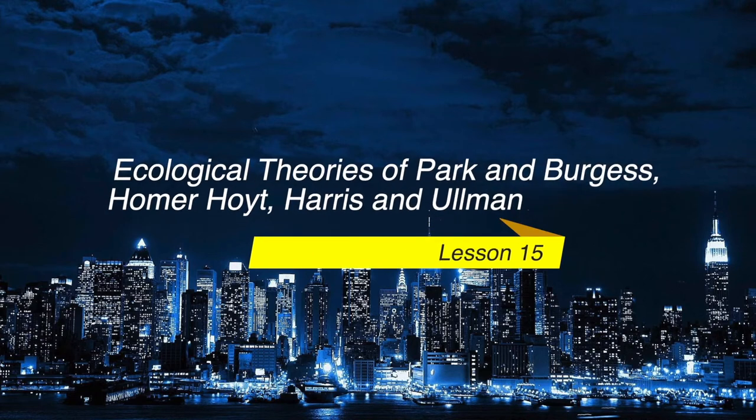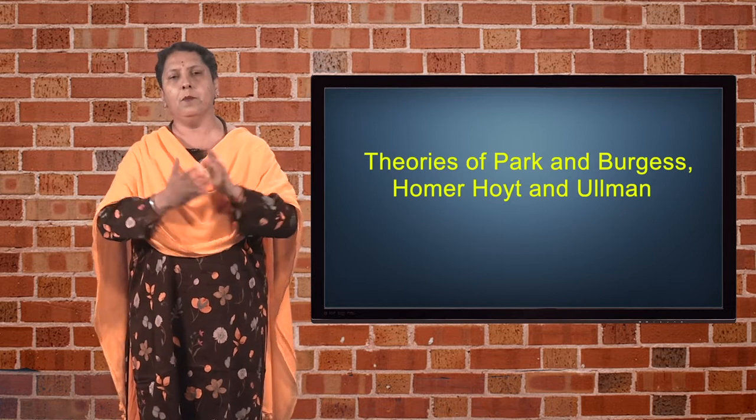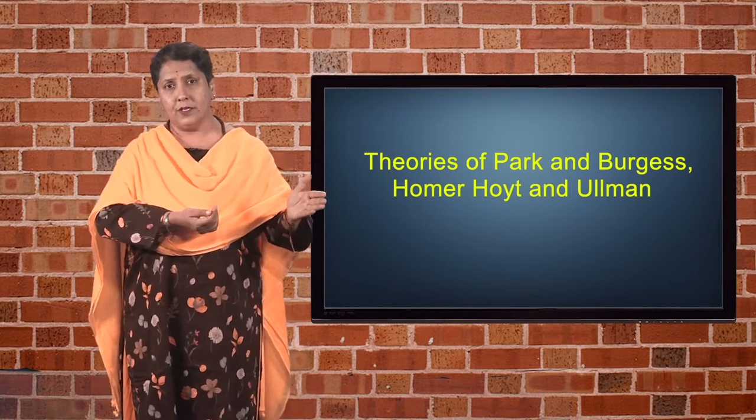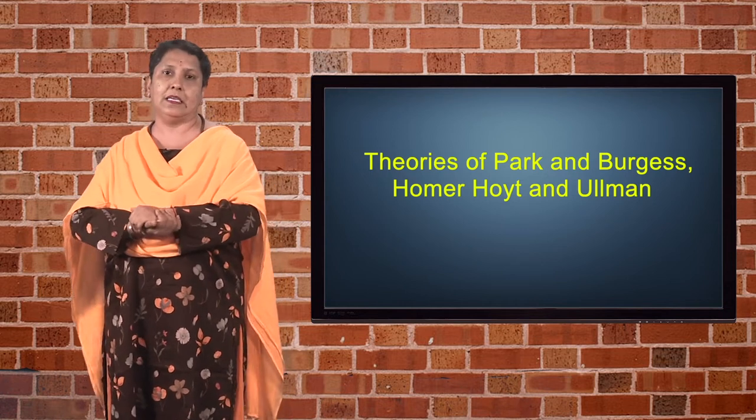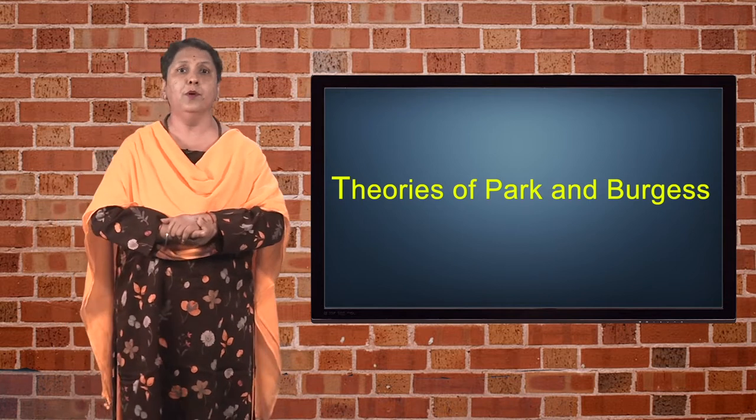So, the notion of community is a central dimension of urban ecology. A significant principle of the ecological approach is that the aggregation of persons into communities has important implications on spatial, social, and cultural outcomes. We will be talking about three prominent theories in this: Park and Burgess, Homer Hoyt, and Ullman. Now, to begin with, let us start discussing the theory of Park and Burgess.